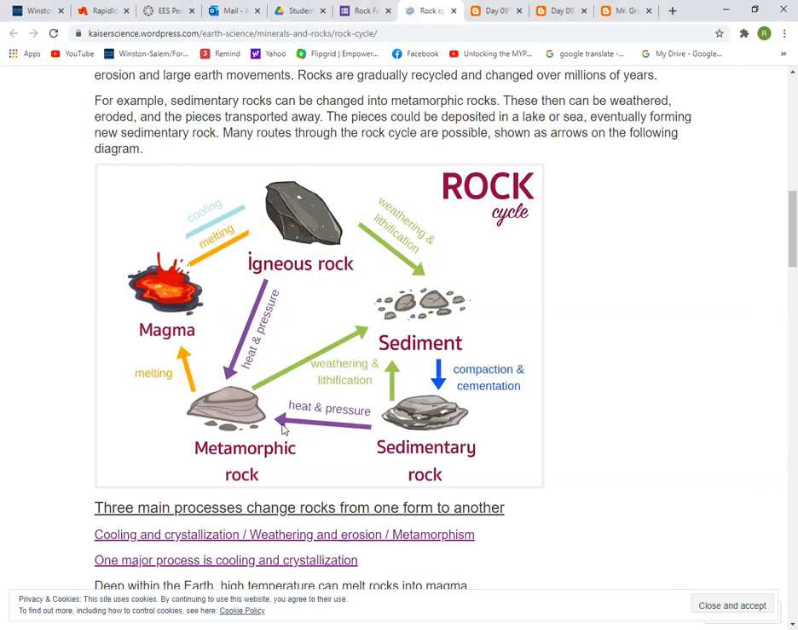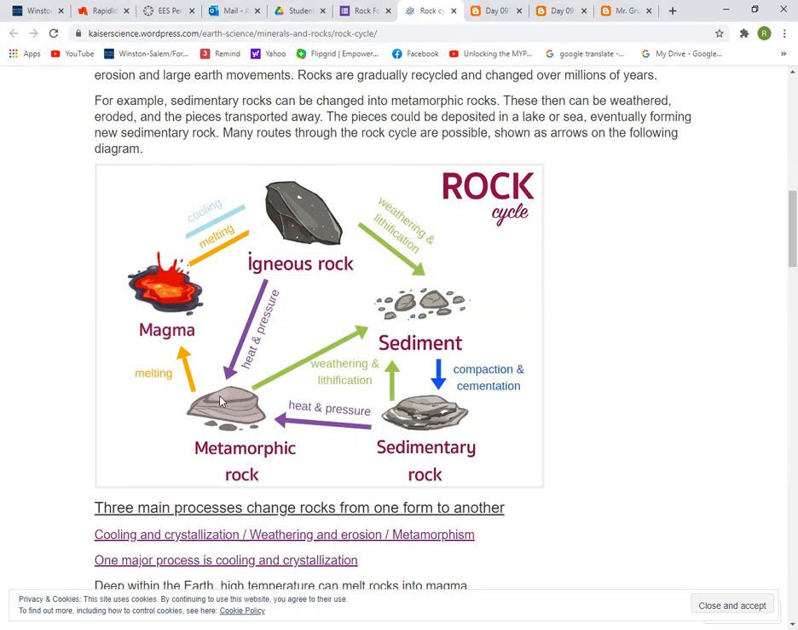Just follow where the arrow is pointing. Heat and pressure becomes metamorphic rock. Look at this one. An igneous rock is exposed to heat and pressure. Look at the arrow. Heat and pressure happens to an igneous rock going to this one. So what will happen to the igneous rock? It becomes a metamorphic rock.